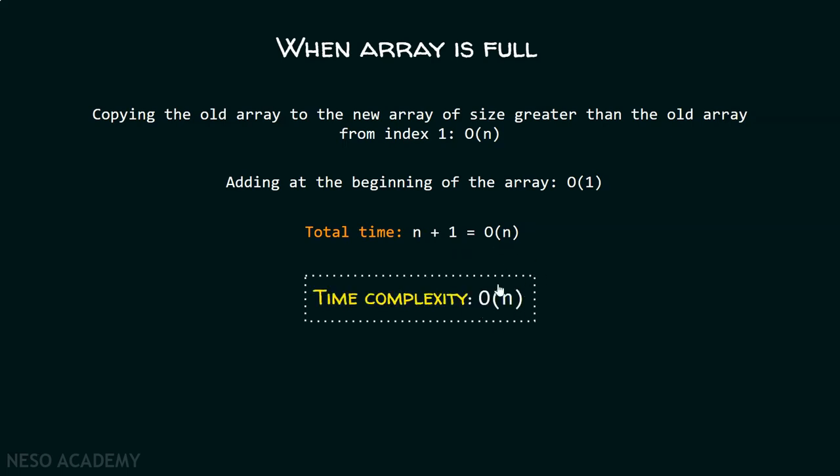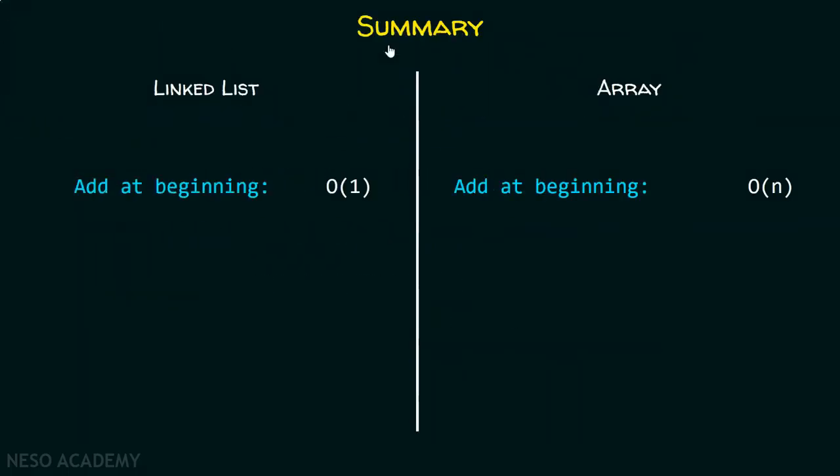So this is the overall time complexity when we are adding the data at the beginning of the array. We have considered the two different cases, that is when array is full and when array is not full. In both these cases, time complexity remains same, that is big O of n. So to summarize, in case of linked list, adding the data at the beginning will take constant amount of time, and adding the data at the beginning of the array takes order of n time. So linked list is better in this case.